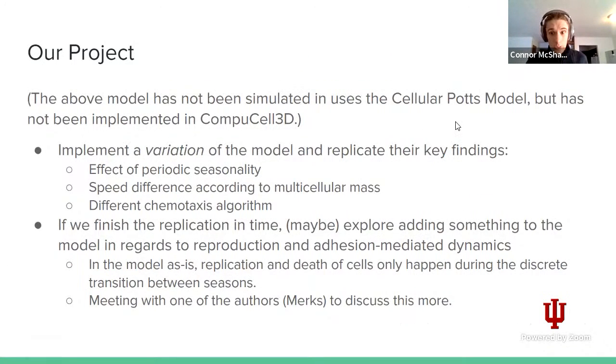So one of our goals is to implement a variation of their model, and Andrew's going to talk about where these variations are in more detail, but that tries to capture the effect of the different periods of seasonality, the speed difference between the multicellular and unicellular aggregates. And if we finish the replication on time, we're still figuring out, but we're considering a couple of additions we can make to the model.